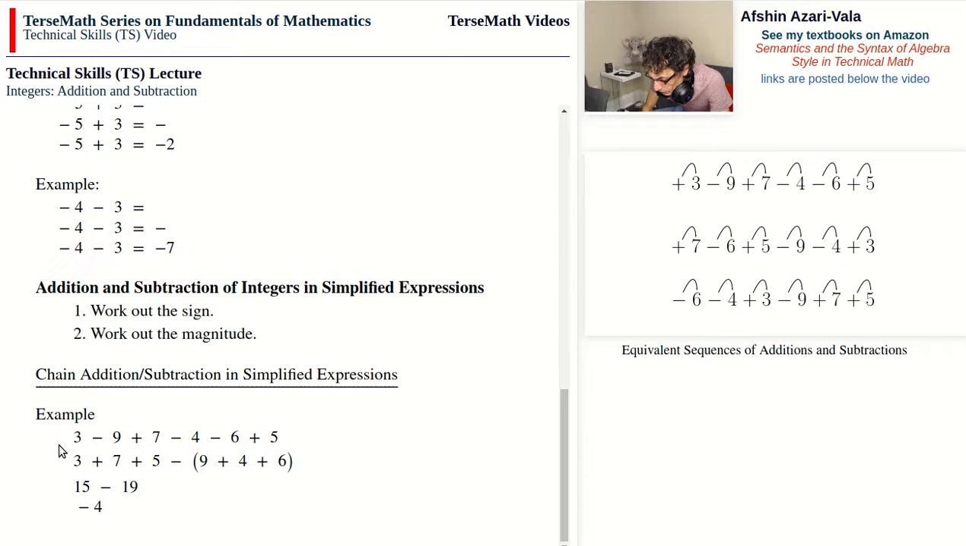Now, if you're working with a calculator, then it doesn't matter. You can just type this in the order that you see it, and you get the answer -4. But if you're working the problem by hand, then this approach is much easier. Find all of your gains, add all of your losses, and then subtract the sum of the losses from the sum of the gains.